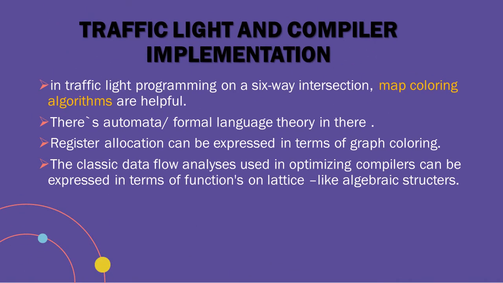Next are traffic light and compiler implementations. In traffic light programming on a 6-way intersection, map coloring algorithms are helpful. You will learn map coloring algorithms in your recurrence relations.